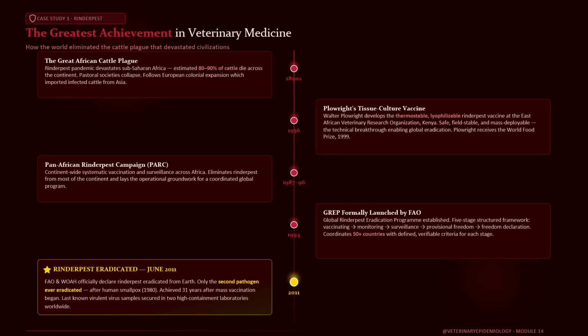So when the Global Rinderpest Eradication Program, GREP, was launched by FAO in 1994, the stakes were enormous. GREP built on earlier regional work, the Pan-African Rinderpest Campaign, PARC, in Africa, and IMPRESS globally. The tool that made it possible was the Plowright tissue culture live attenuated vaccine. Safe, effective, a single dose confers lifelong immunity. Walter Plowright won the World Food Prize for developing it.